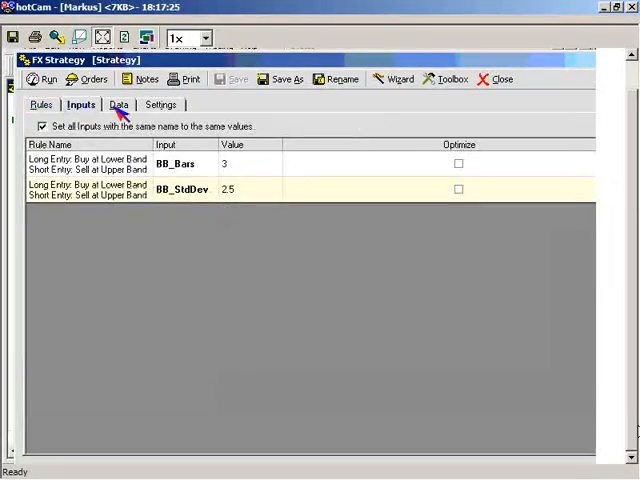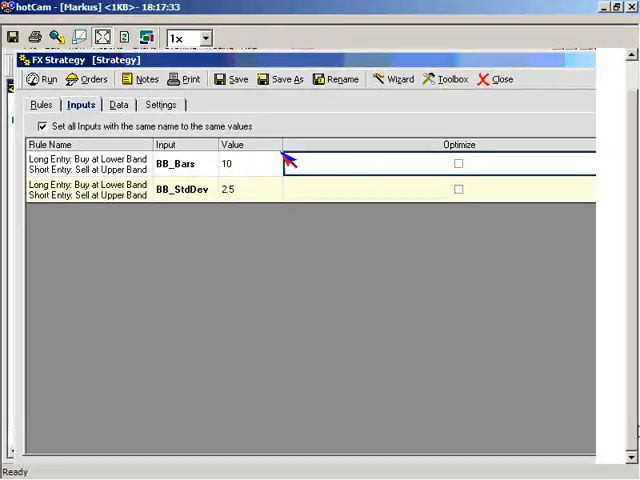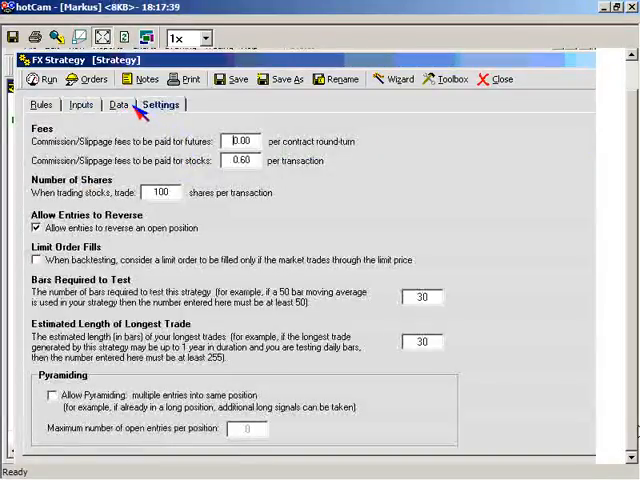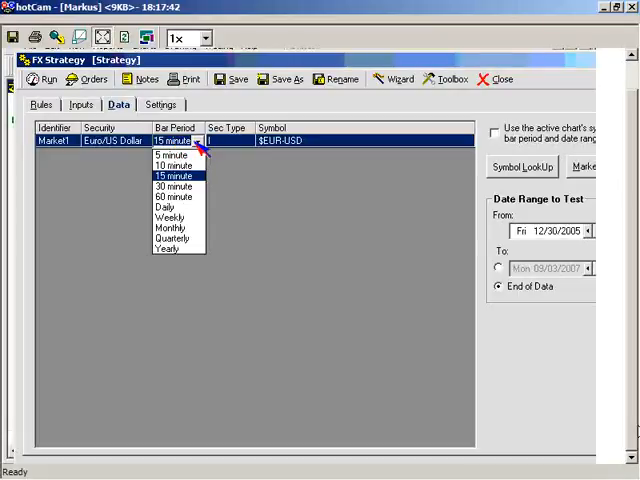And see what I want to use here in the beginning as inputs, so that we have exactly the same data as we have on the screen. I want to use a value of 10 for the Bollinger bars, a value of 2.5 for the standard deviation here. And regarding the data, I want to go on 60-minute charts.